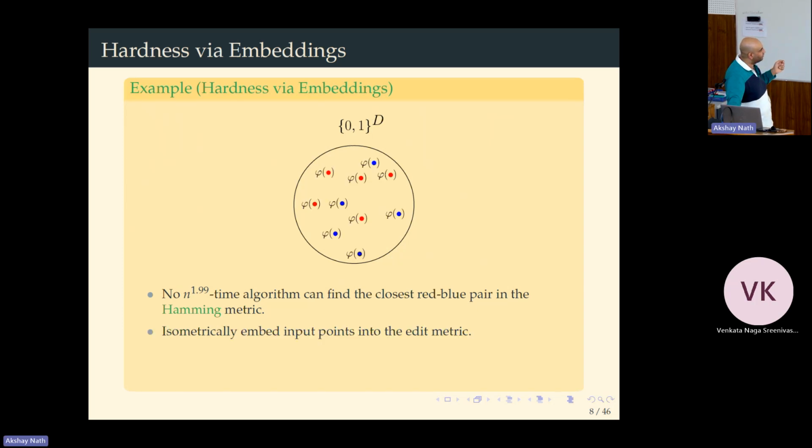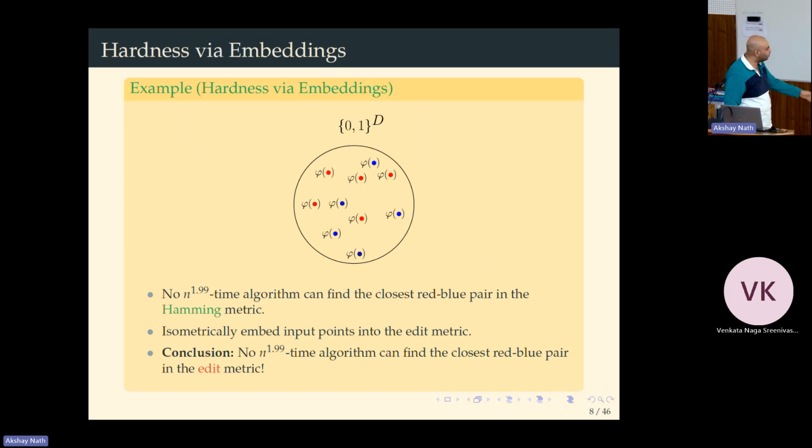And suppose we had this isometric embedding from Hamming metric to edit metric. So we just use this embedding and we get these new strings, but the distances are preserved exactly. So the closest pair before will remain the closest pair now. So we can conclude there is no n^1.99 time algorithm for closest pair now in the edit metric. This has applications in pattern matching and computational biology, genome sequencing.